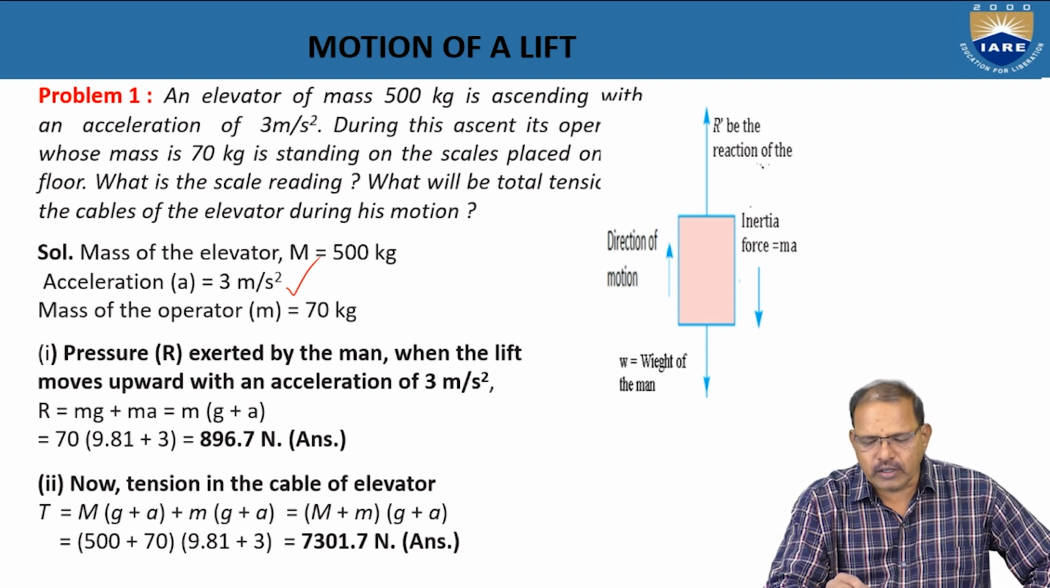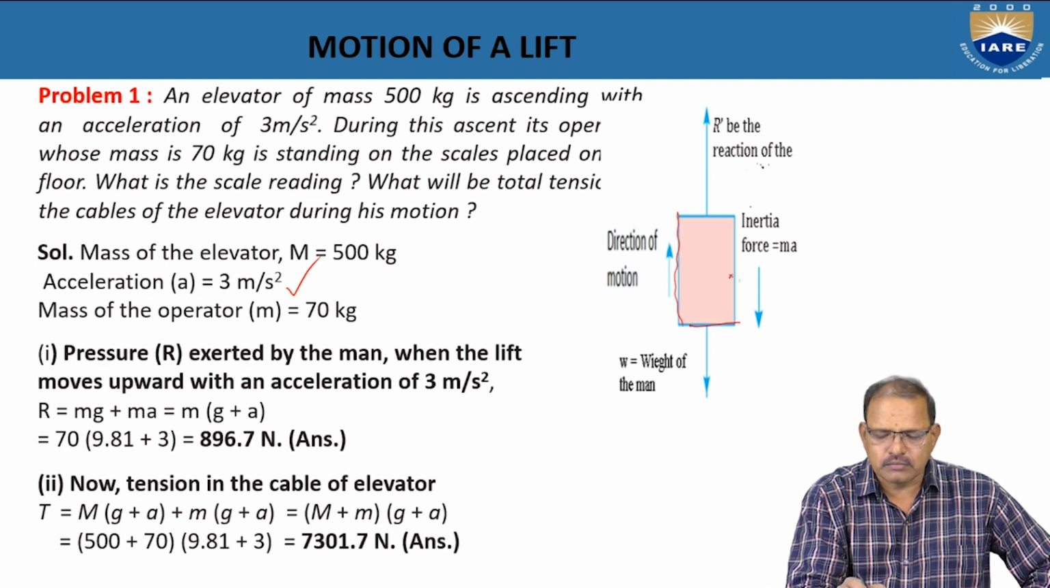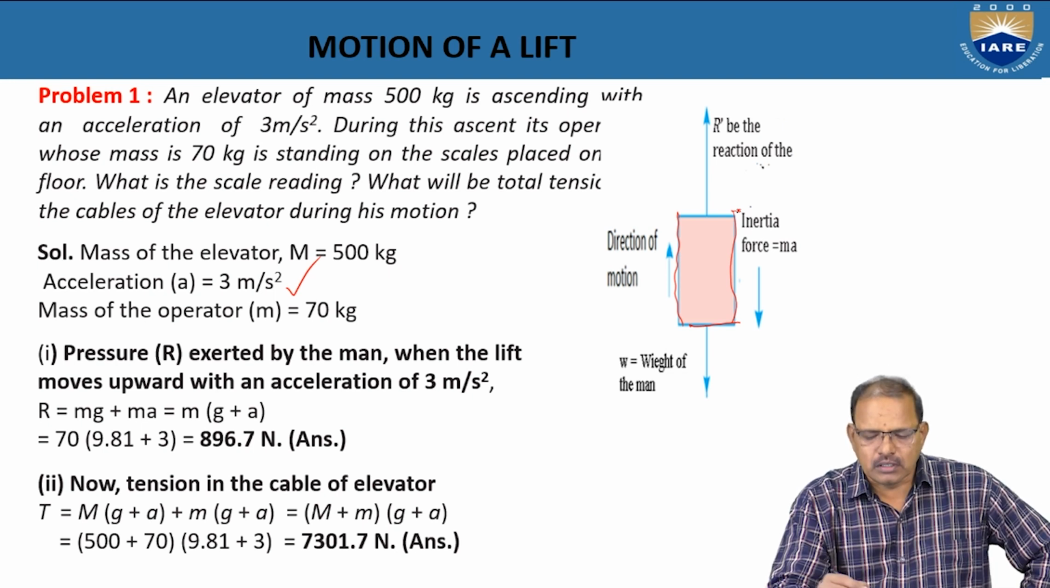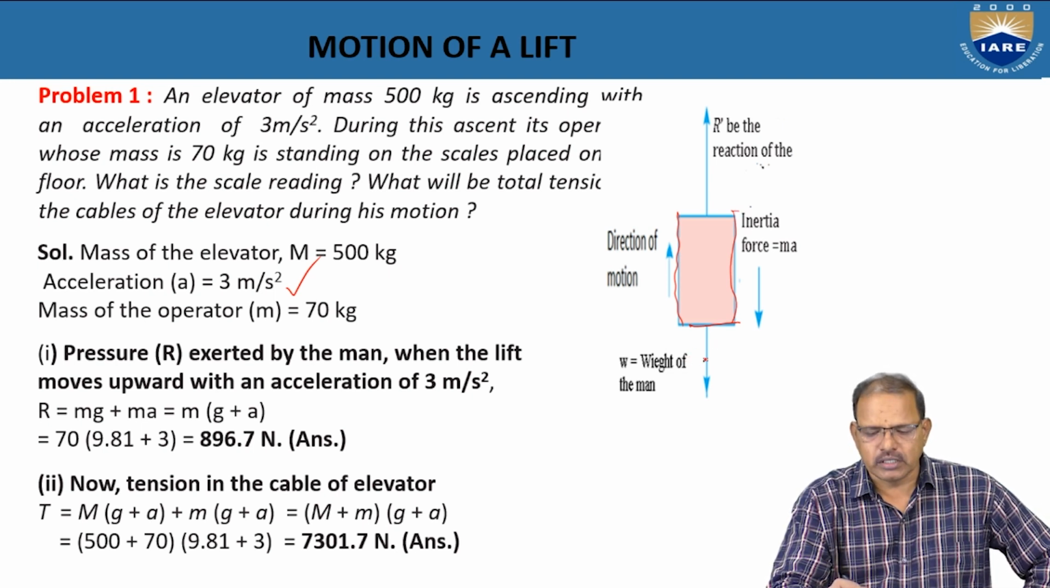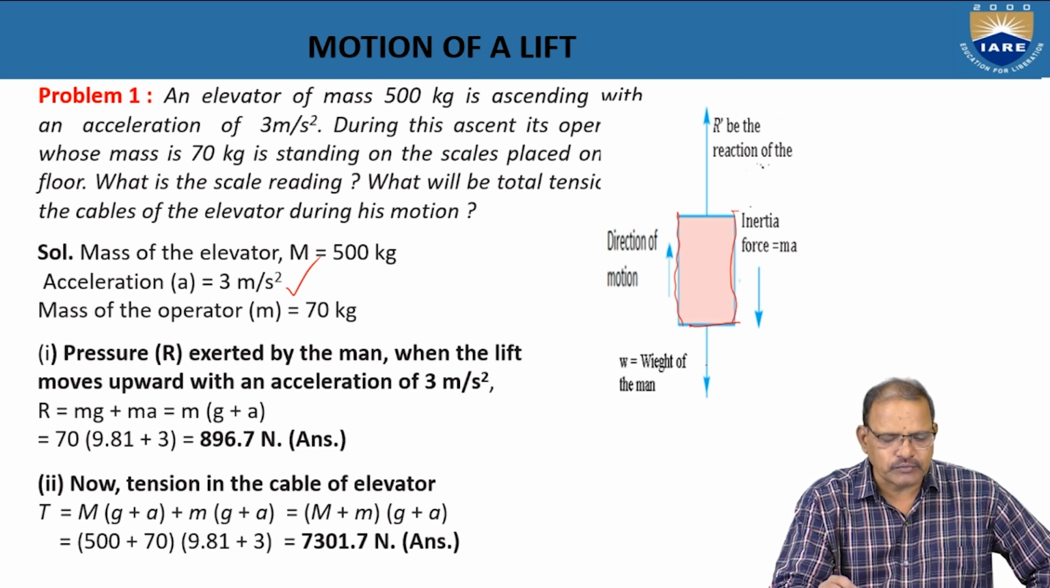So when the body is moving in the upward direction, assume this is our elevator. Here the weight of the man is acting in the downward direction, and the inertia force always acts in the direction opposite to the acceleration of the body. According to the problem, the elevator is moving in the upward direction with an acceleration of 3 meters per second square. Hence, the inertia force is acting in the downward direction.